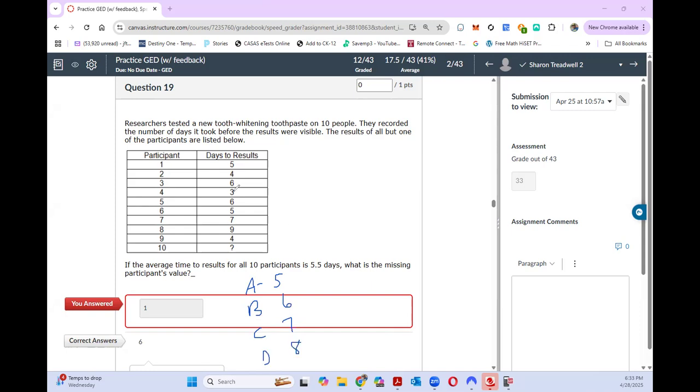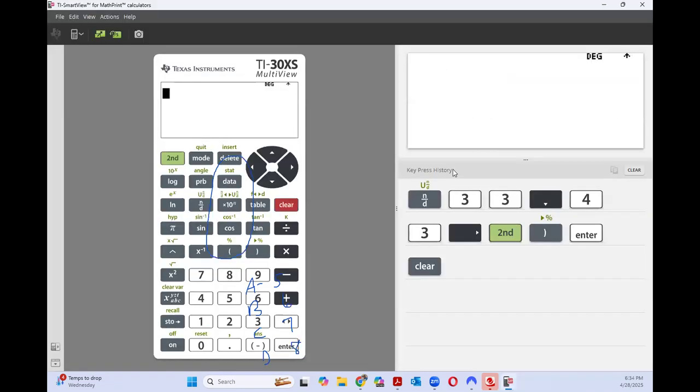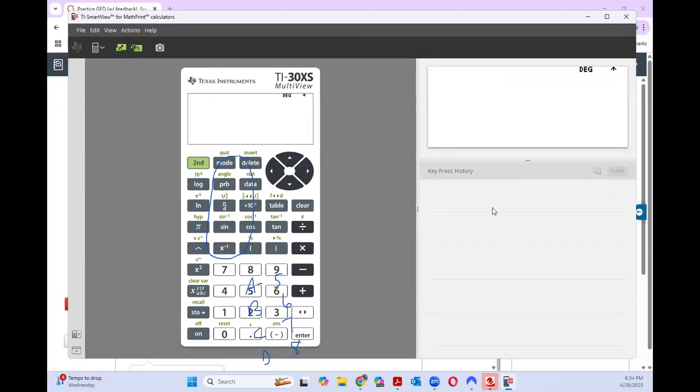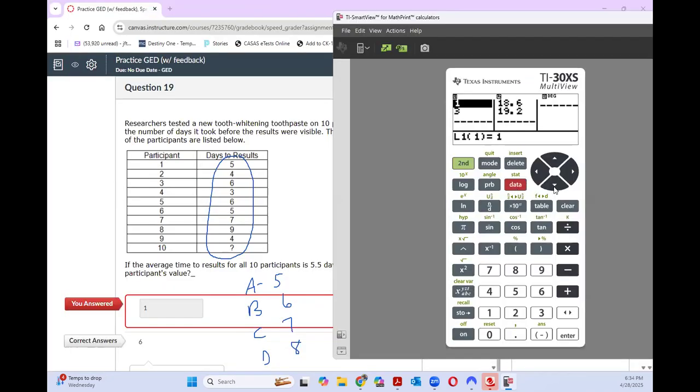To find the average, we know how to find the average. We gotta add all these up and divide by how many there are, which is 10. So the easiest way to do that is just to substitute in. Let me clear this out, and again, I will use my calculator. I will go to data, clear that out, and put these numbers in.